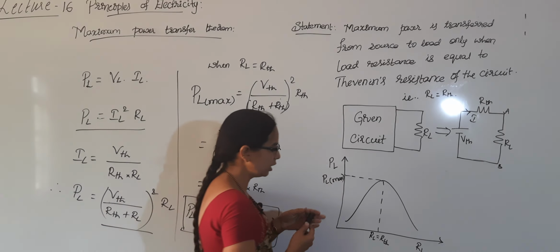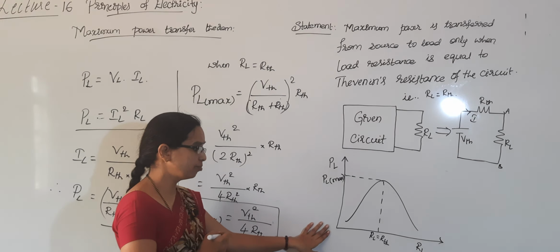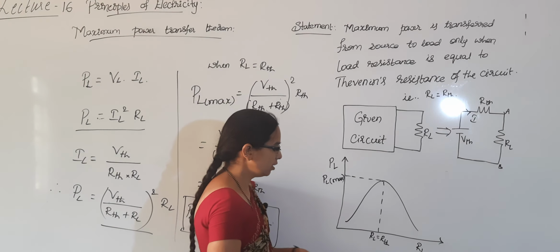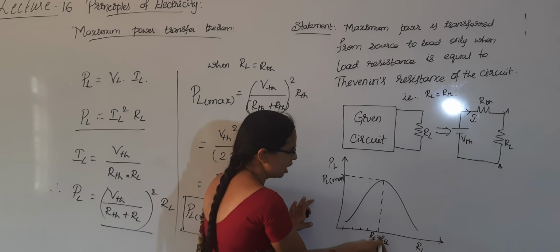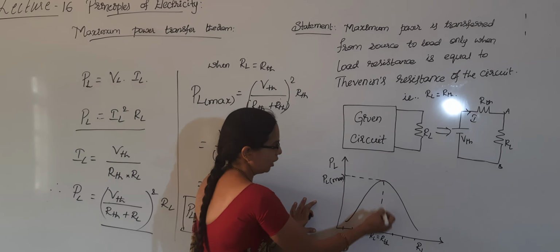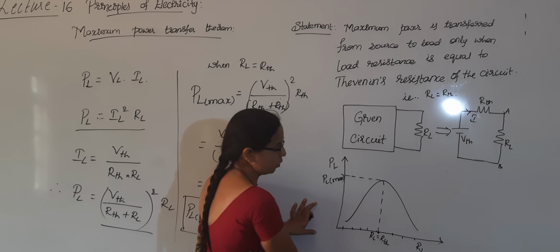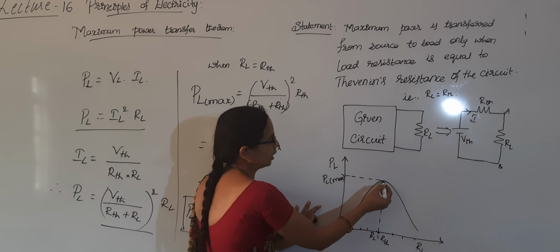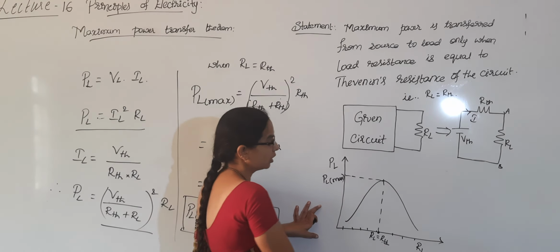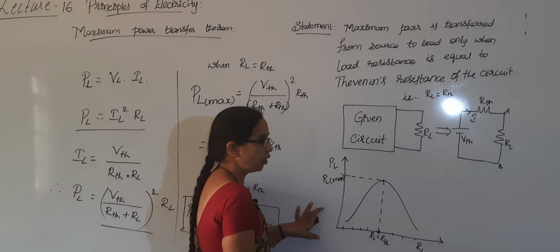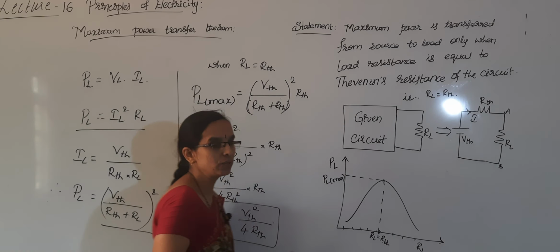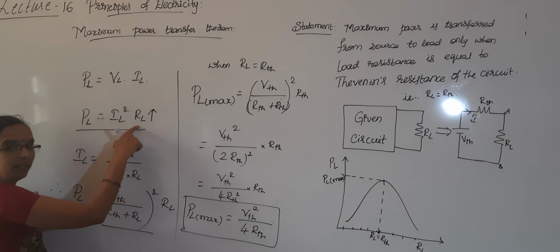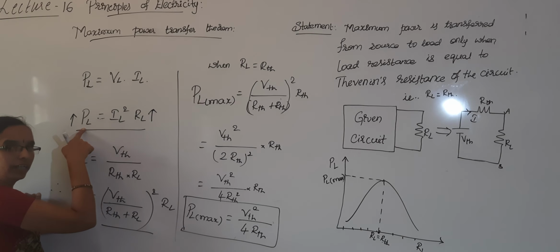Okay. They have given a graph of RL versus PL. Whenever we start increasing RL, at one point RL will become equal to RTH. This resistance will be equal to RTH. At that time you will get maximum power. If you still further increase RL, what happens? Again power reduces.